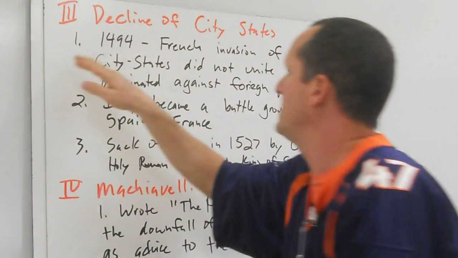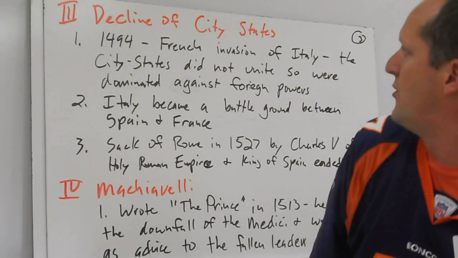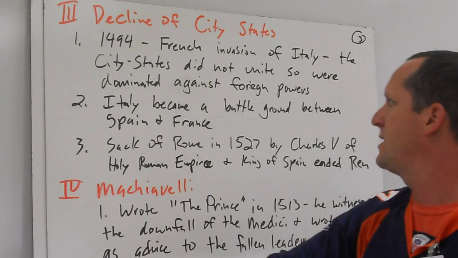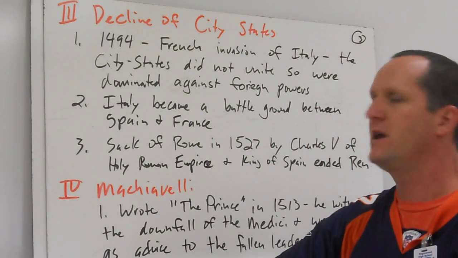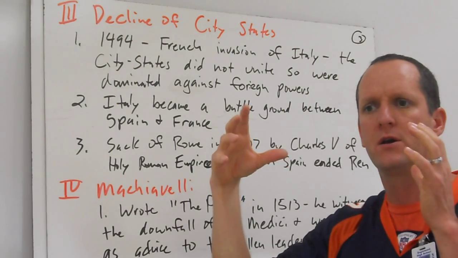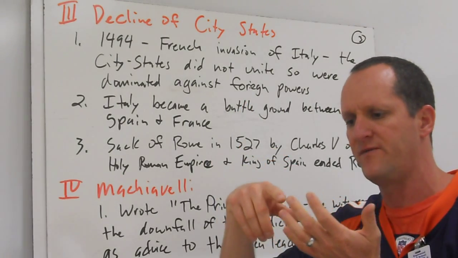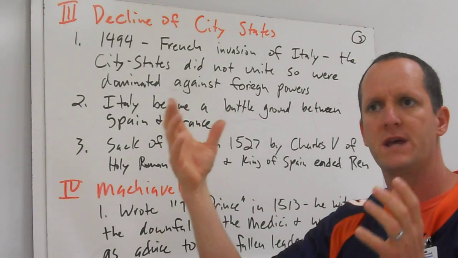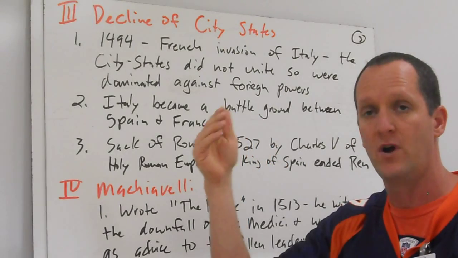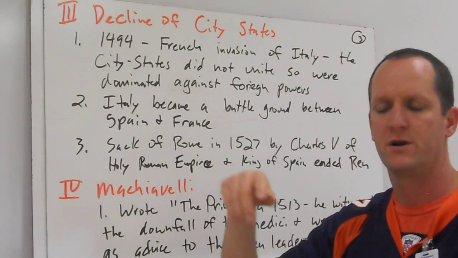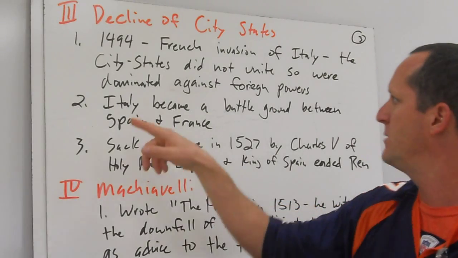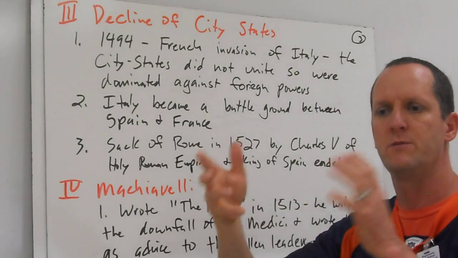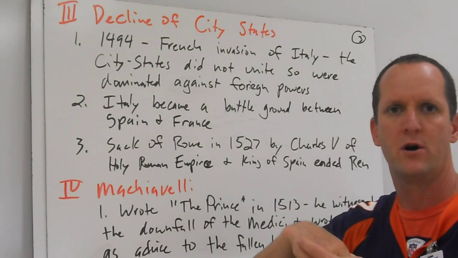All right, the decline of the city-states: in 1494, the French invaded Italy. The city-states did not unite, so they were dominated by foreign powers. Since they could not hold a front together, oftentimes Venice would fight with Florence, and Florence would fight Milan. Because they could not provide a united front, other countries such as France and Spain dominated them. Italy became a battleground between Spain and France, and they continuously poured in resources and armies to control that area.